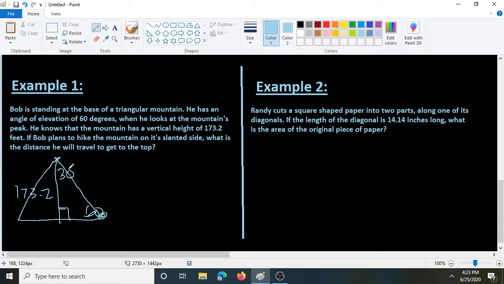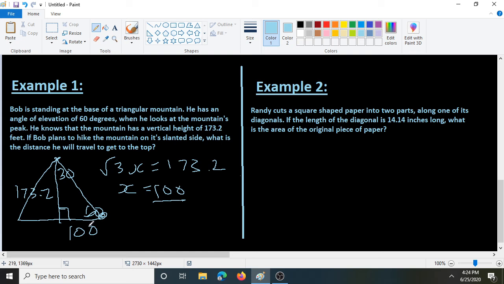We can use the concept we have learned earlier to solve this problem now. We know the side that is the root 3x is equal to 173.2. So we can solve for x now. Root 3x is equal to 173.2. By dividing by root 3 on both sides, we get 100, because root 3 can just be simplified to 1.732. 173.2 divided by 1.732 is just 100. So we know that x is 100.